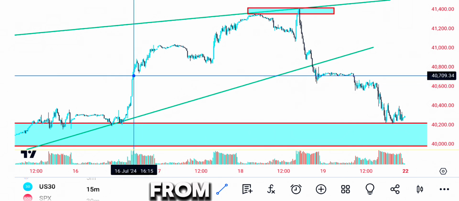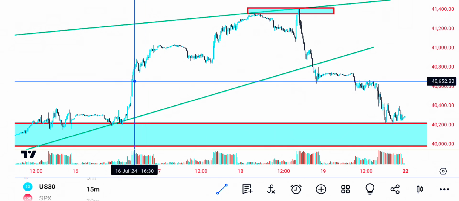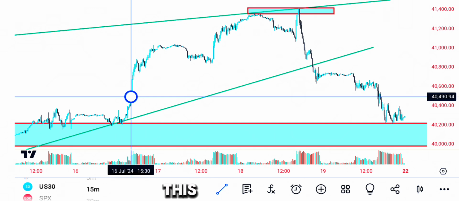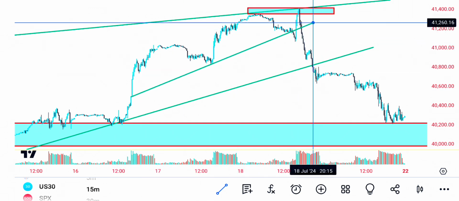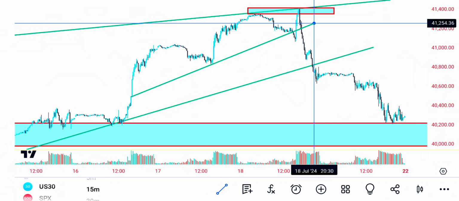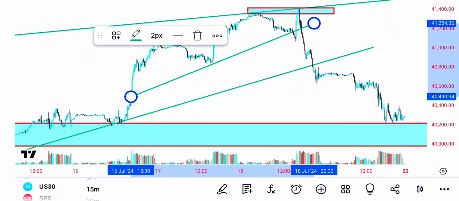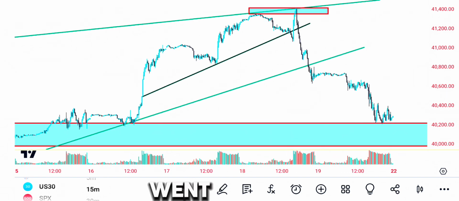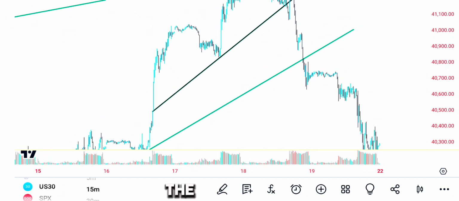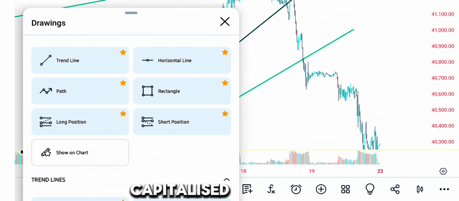Where did I drag it from? I think from around this week. I dragged it like this. Yep. And then we can make that one black. So this is how it went, guys. This is the trade I capitalized on.